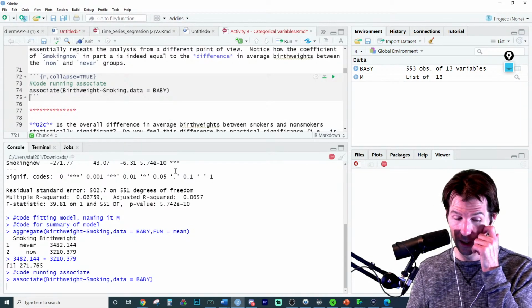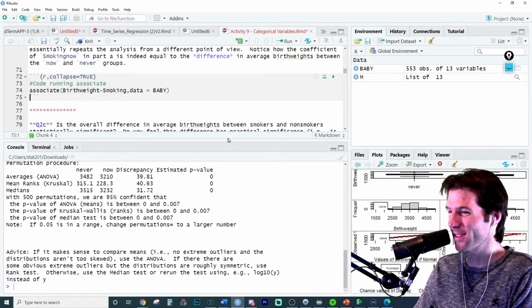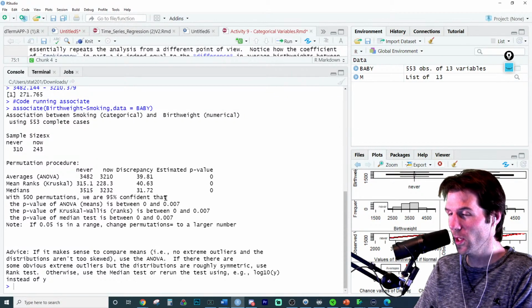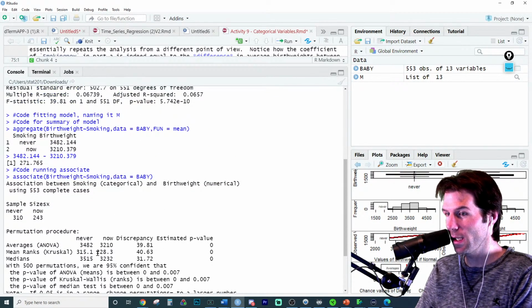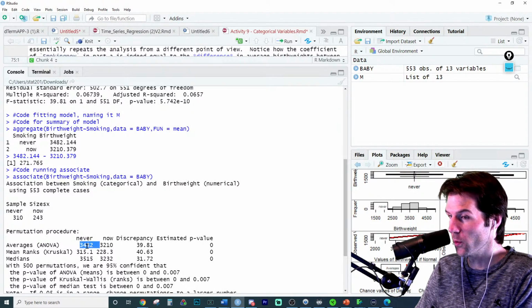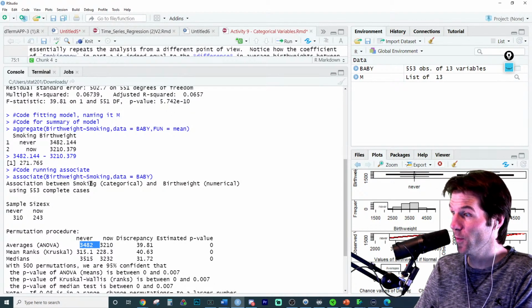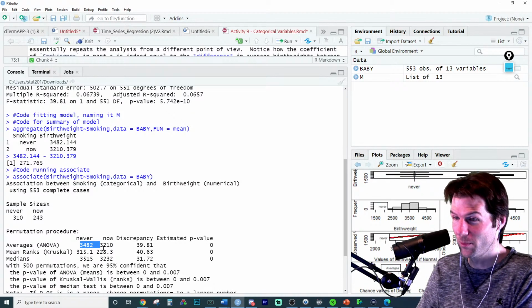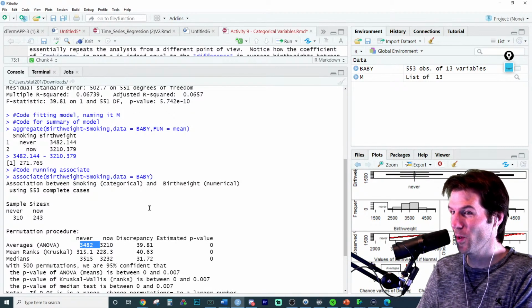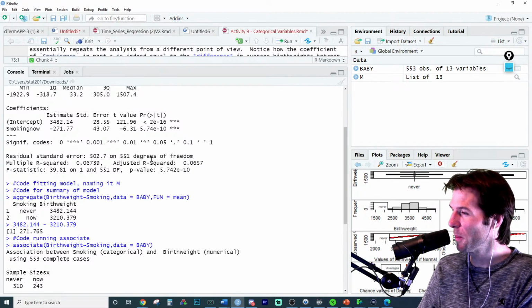And here we are. This is just another way to get the same answers we just saw. Look at what we get. The mean for the never group is 3482.144. It doesn't show the decimals. And then we get the mean for the now group is 3210. These are the same answers we've been getting.